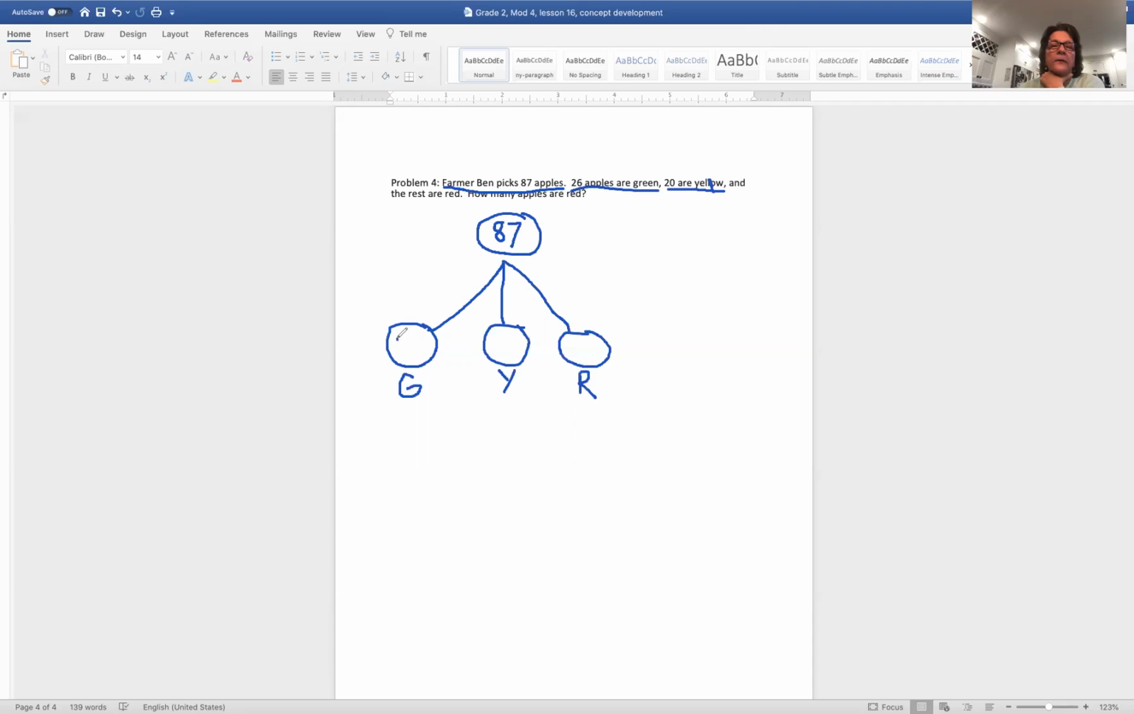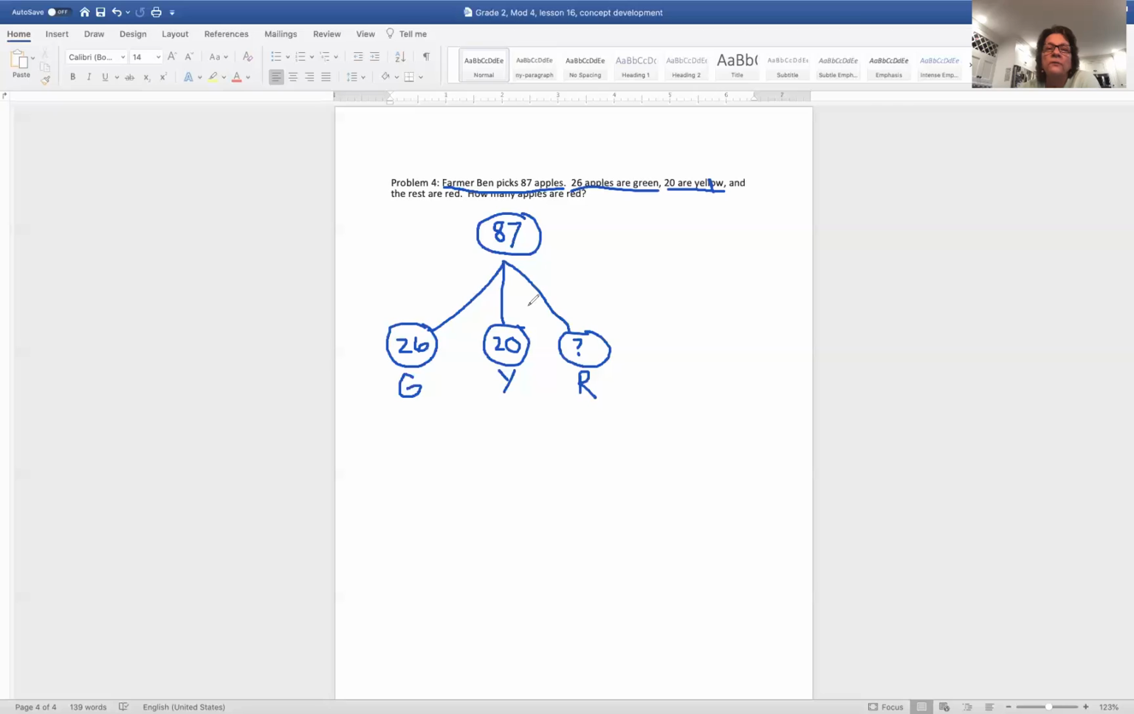Okay, so 26 are green. That circle represents the green. 20 are yellow. This circle represents the yellow, and the last circle represents the red, and I don't know what that is, so I'm going to put a question mark there. Now, they say this is a two-step problem, but they didn't ask me two questions. So I have to figure out, why is it a two-step problem? Well, in order to get the red, I have to figure out how many he already has, the green and the yellow.